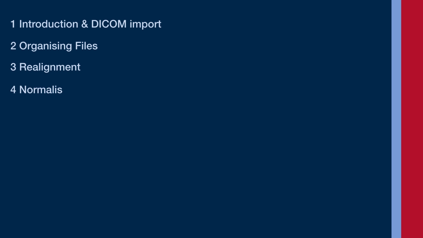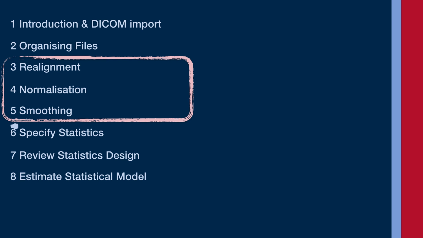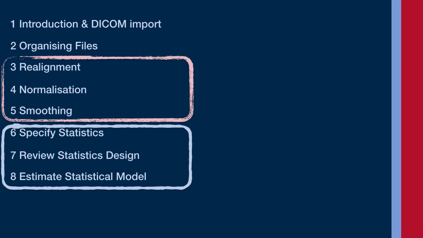We'll do some important stuff organising the files, then some image processing steps: realigning the images to correct for head movement, warping, normalising to a template, and then smoothing before we can move to the next stage, which will be actually doing the statistics. This will involve specifying the statistical model, reviewing that design, and then estimating the statistical model. This is going to be a standard block design using SPM.